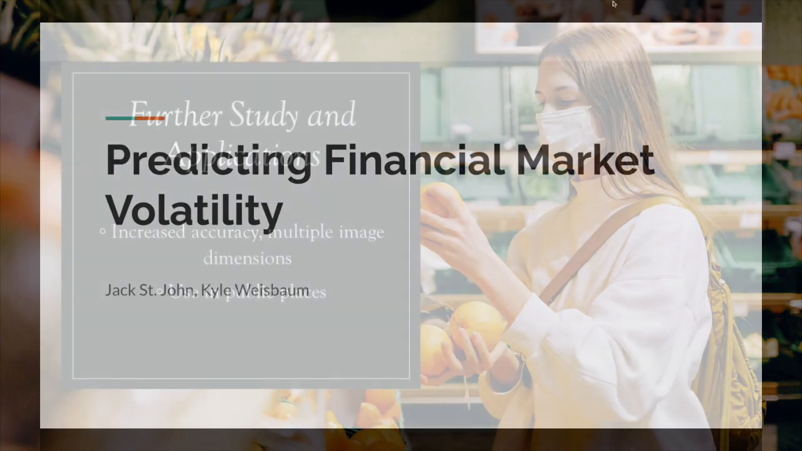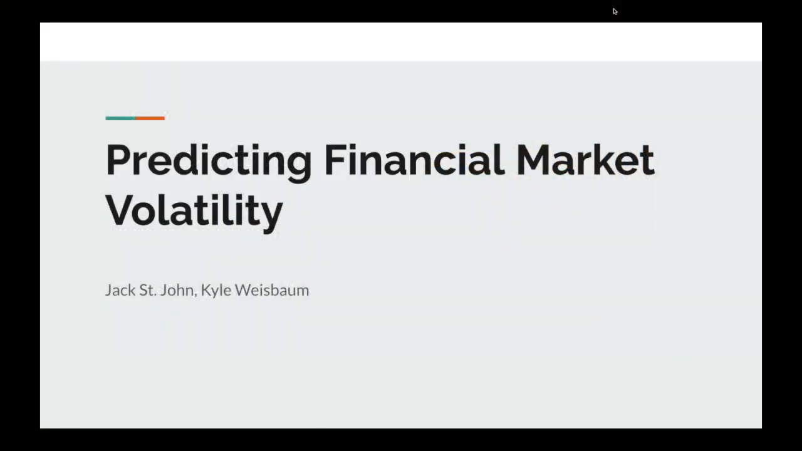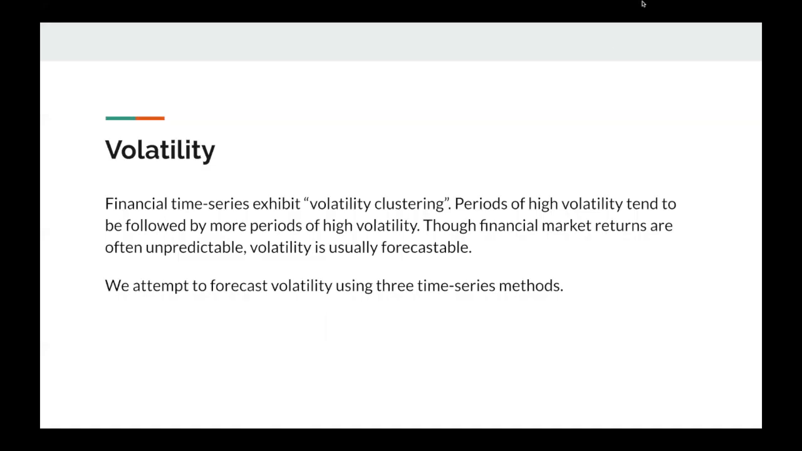So our project was to predict financial market volatility using time series techniques. Financial time series exhibit a phenomenon called volatility clustering, in which periods of high volatility will tend to be followed by more periods of high volatility. So though financial market returns are often unforecastable, very unpredictable, volatility is often very forecastable, and we attempt to do so using three time series methods.